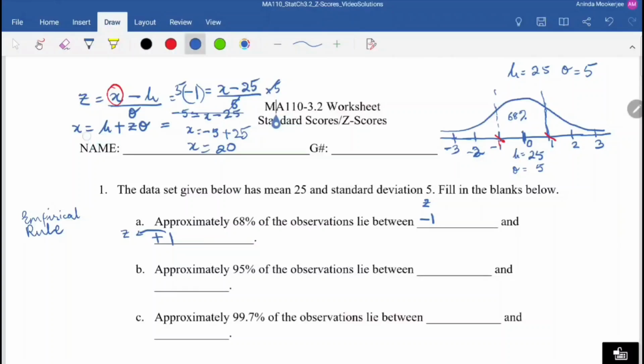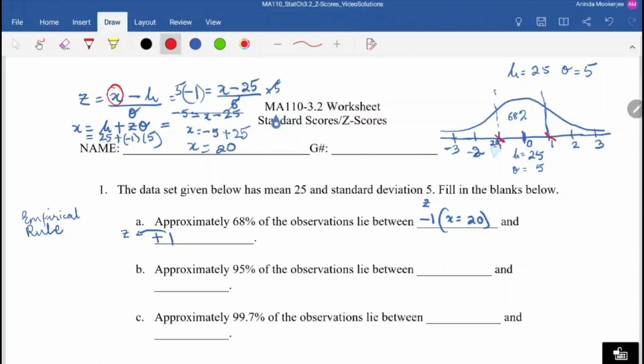Mu is 25, plus z is negative 1 times 5 should give you 25 minus 5 is 20. So this would have a value of 20. All right, so we can say x equals 20.